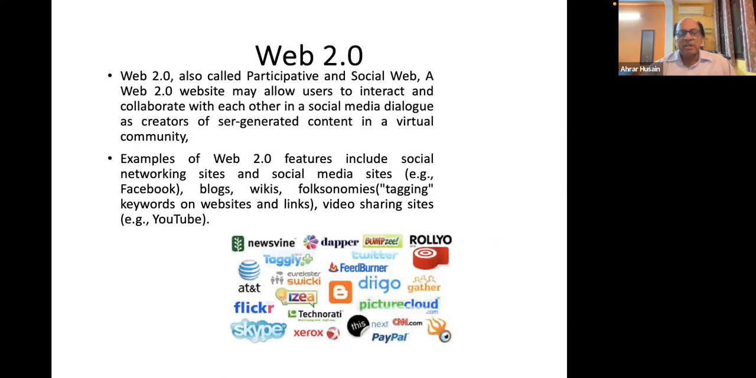Then at the same time we got Web 2.0. This Web 2.0 is also called the participative and social web. A Web 2.0 website may allow users to interact and collaborate with each other in a social media dialogue as creators of self-generated content in a virtual community. Examples of Web 2.0 features include social network sites, social media sites, for example Facebook, blogs, wikis, folksonomy, and video sharing sites. So this means nowadays we are using different social networking sites, and these computers are now compatible for giving the services given by Web 2.0.